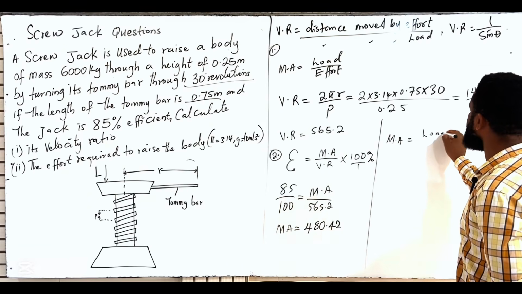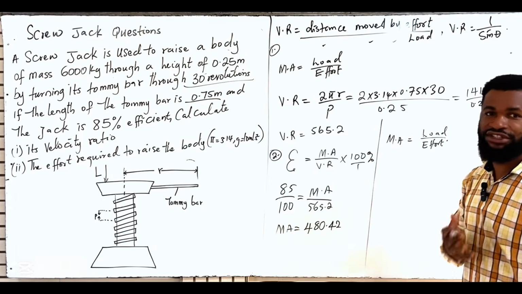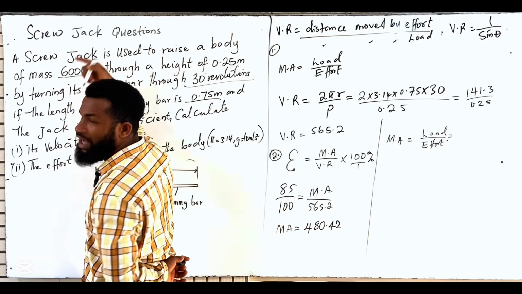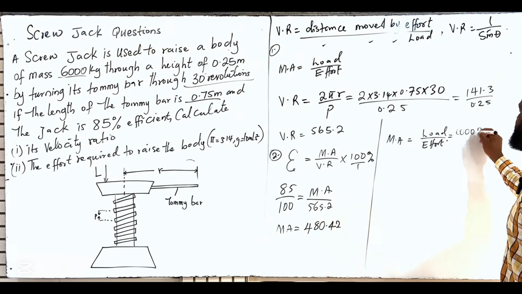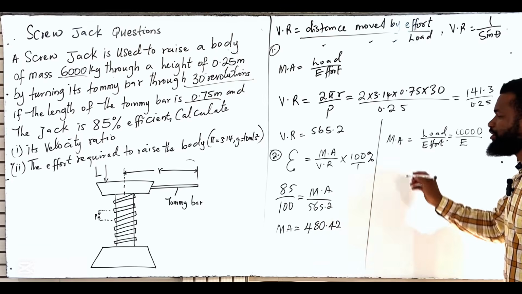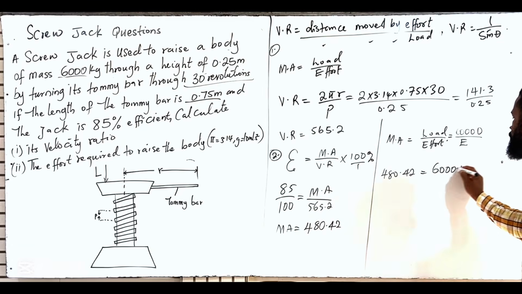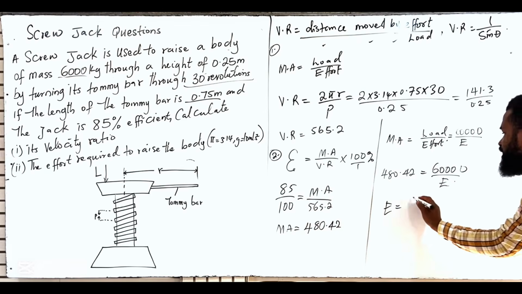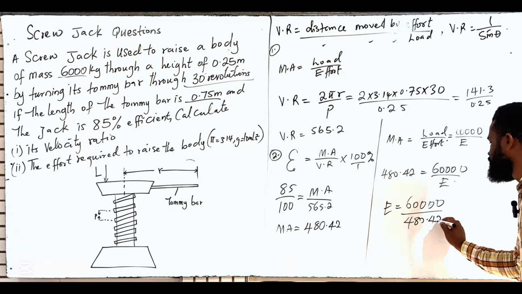So we say that mechanical advantage is load over effort. Now I'm going to express them in Newton. I like to express in Newton. So load is this. I'm going to multiply by 10 to express it in force, in weight, which is going to be 60,000, right? Divide by E, which is effort. Now this is going to be 480.42 is equal to 60,000 all over effort. So effort is 60,000 divided by 480.42. What's the answer?